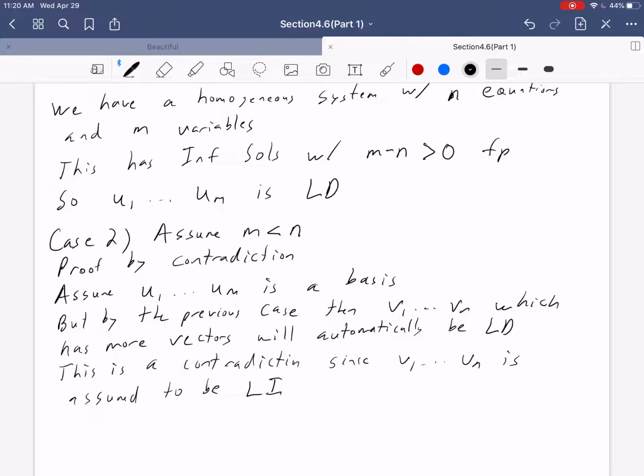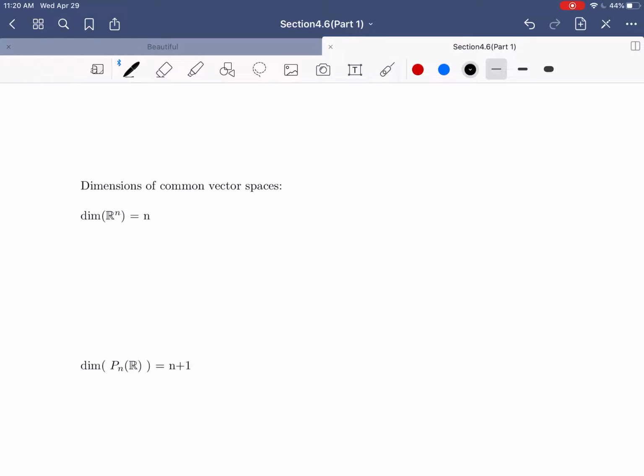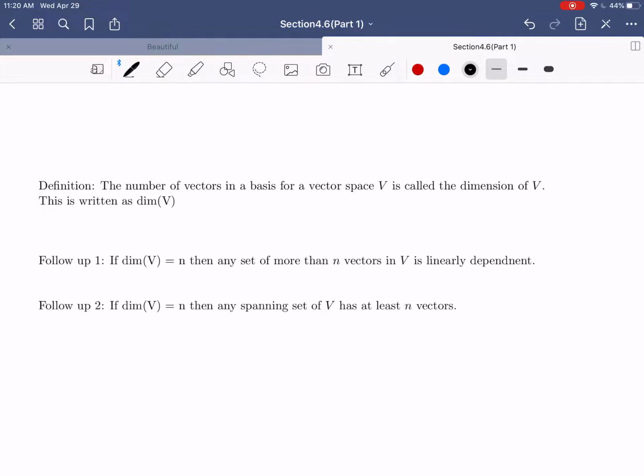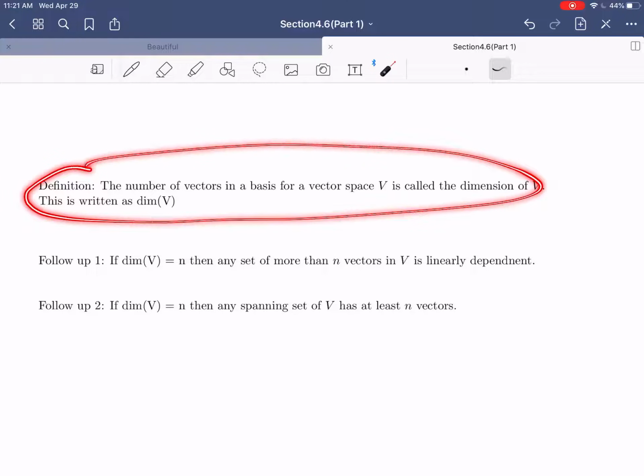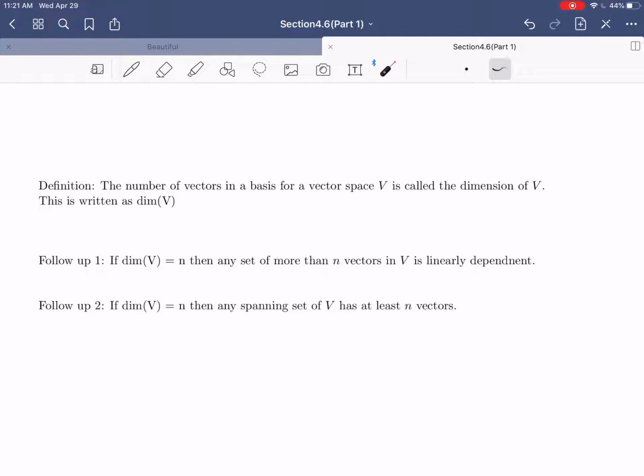All right, so let's go ahead and talk about some follow-ups from this and see that we can actually talk about the dimension of a vector space. Since we can do this now, we can define the concept of a dimension of a vector space. The number of vectors in a basis for a vector space V is called the dimension of V, and we write this as dim of V.